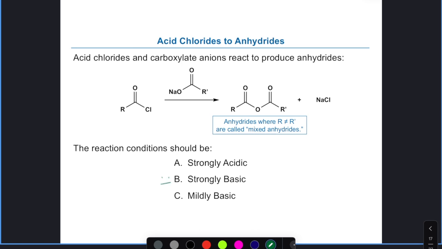Am I operating under strongly acidic conditions? If you look at the arrow, do I have like HCl or something in here? No, I am not using a strong acid. There's no acid catalyst here. If you had an acid catalyst in the presence of a nucleophile like that, we would just do acid-base chemistry. That one's definitely out. What you have here is either, you can consider it as potentially mildly basic or strongly basic. If anything, remember, this species is O-.